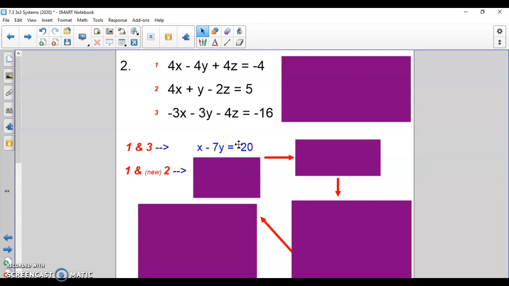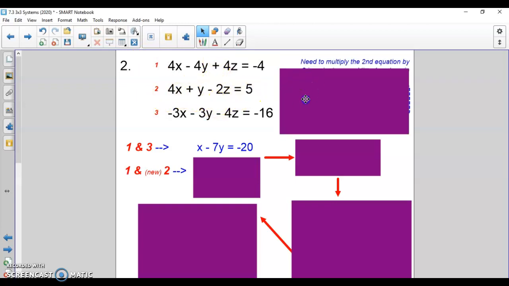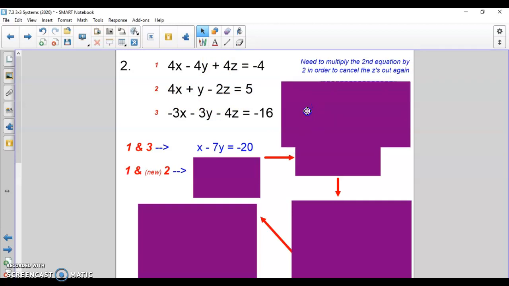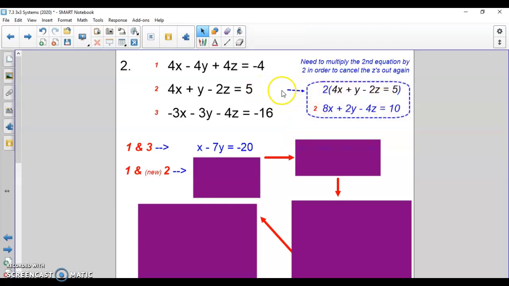Now I have to cancel out z again. I can add together 1 and 2, or 2 and 3 if I want. 1 and 2 is just easier. Alright, the signs are already opposite, so all I need to do is change the second equation. So I need to multiply the second equation by 2 in order to cancel out the z's again. So a little bit of side work there, kind of expand that a little bit.